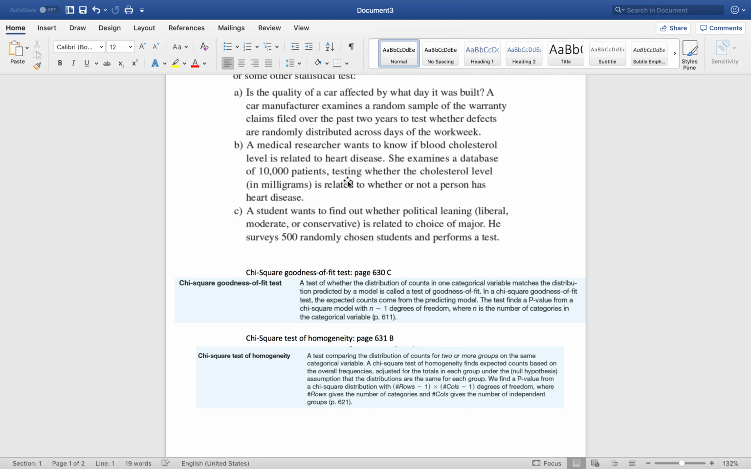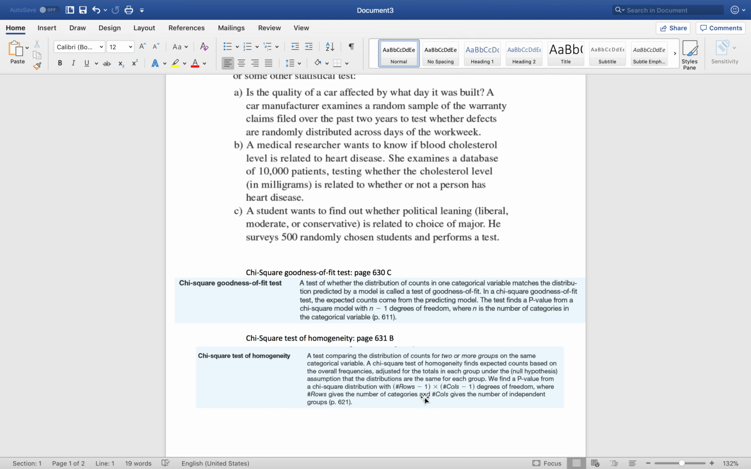So B, a medical researcher wants to know if blood cholesterol level is related to heart disease. She examines a database of 10,000 patients, testing whether the cholesterol level in milligrams is related to whether or not a person has heart disease. So for me, I said the chi-square test of homogeneity, because this is a test comparing the distribution of counts for two or more groups on the same categorical variable. So basically, it wants to know if blood cholesterol level is related to heart disease. It's comparing two or more of the groups on the same categorical variable. It's comparing two of them.